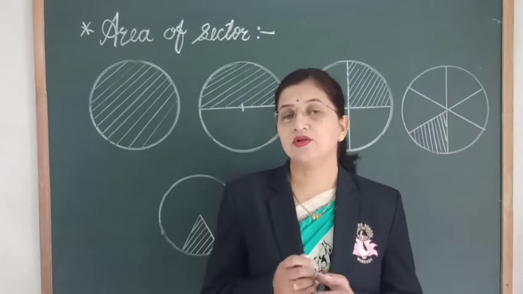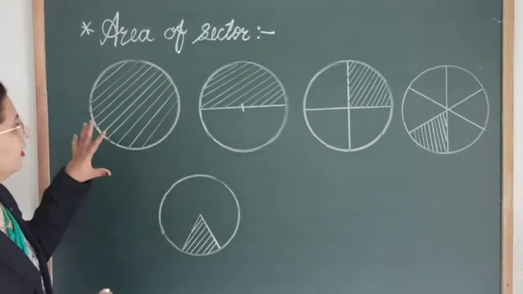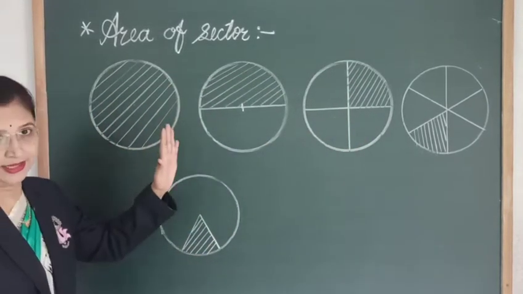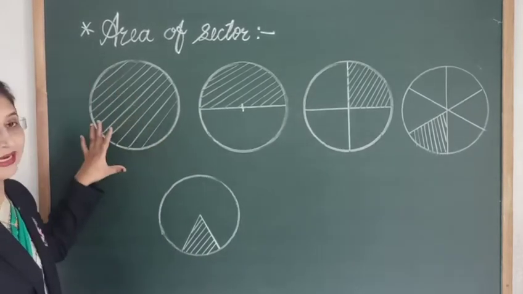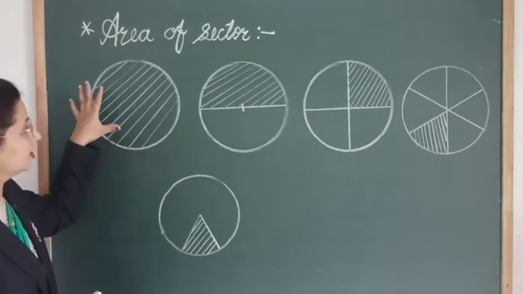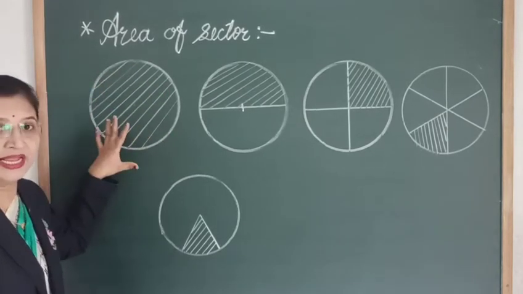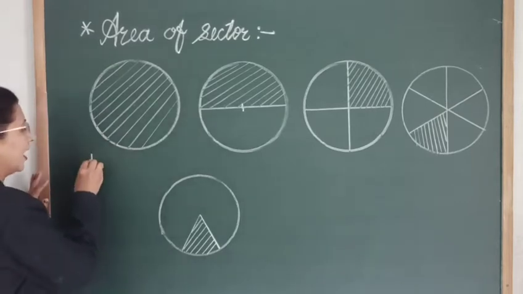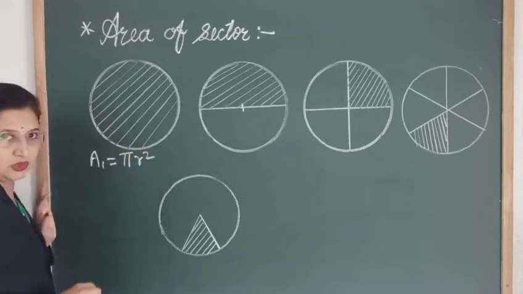Now let's learn how to find out the area of a sector. Here you can see different circles. Let's consider the first circle. Here the whole circle is shaded, so let's find out the area of this whole shaded region. That is nothing but the area of the circle, and we know that the area of a circle is equal to pi r square.